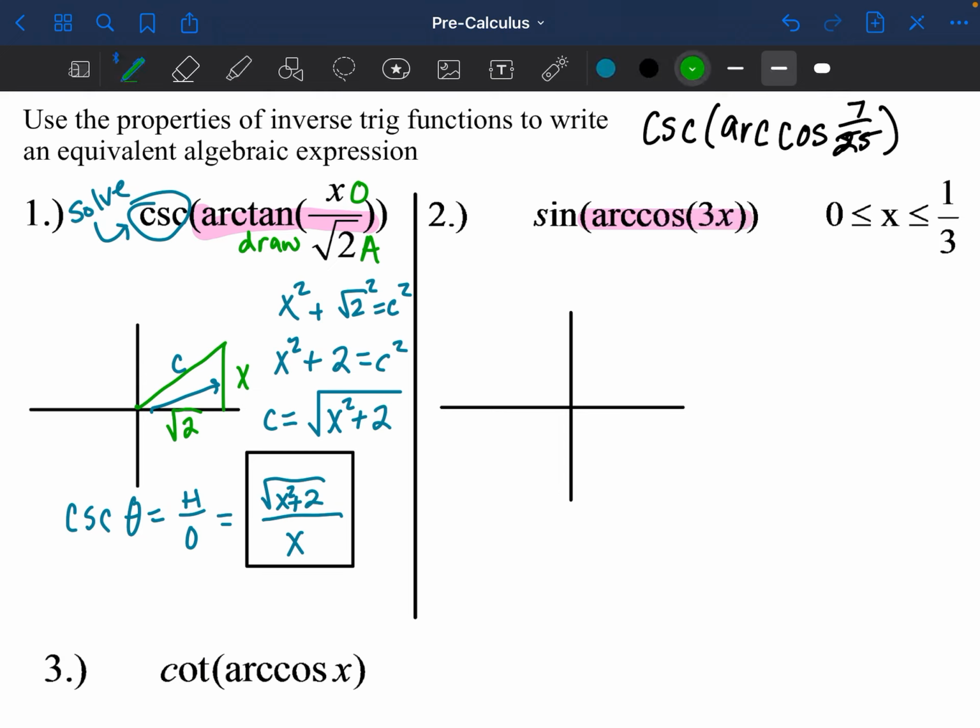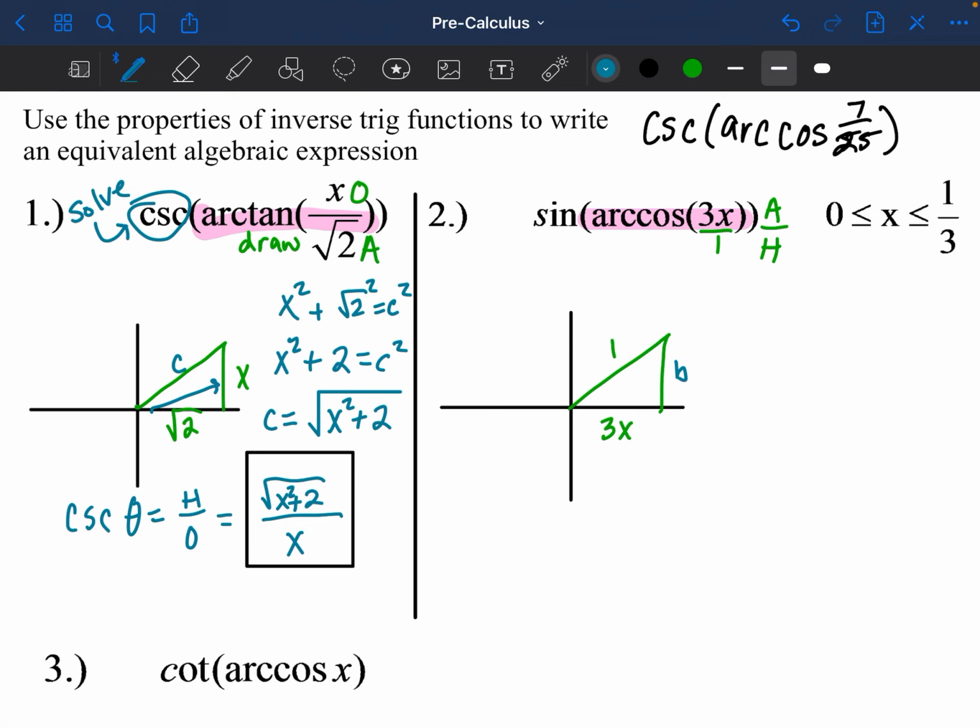Well, cosine we know is equal to adjacent over hypotenuse. But we don't have a fraction, so we got to make sure we put it over 1. Adjacent is 3x, hypotenuse is 1. What we don't know is this side. I'm going to call it b. Let's do the Pythagorean theorem.